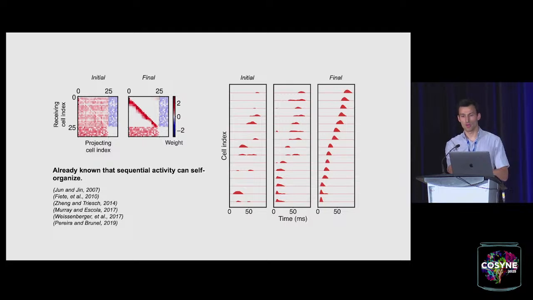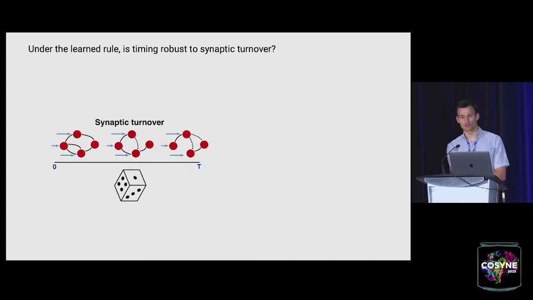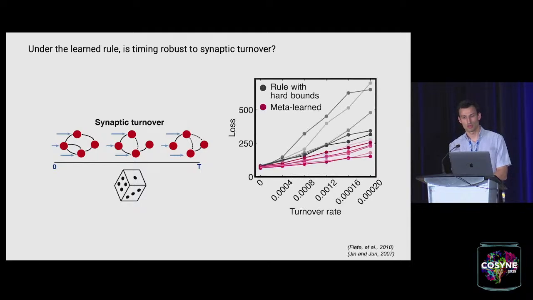So it's already known that there are plasticity rules that can self-organize sequential activity. There's a rich literature on that. So we wanted to focus on the resilience aspect of this rule. We tested the learned rule's ability to maintain a timing representation when we introduced synaptic turnover to the circuit. We compared our meta-learned rule to another from the literature which imposes hard bounds on the size of individual synapses, as well as a constraint on the total amount of connectivity onto individual neurons.